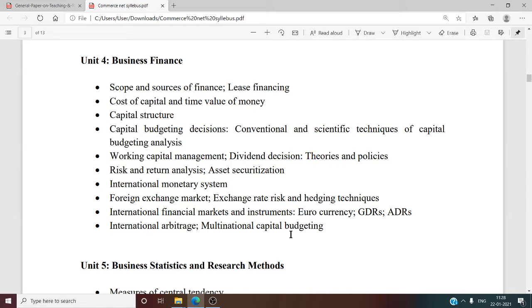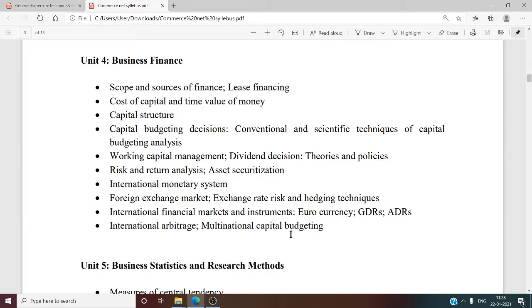You should know. Then risk return analysis, securitization, international monetary system, foreign exchange market, exchange rate risk, hedging techniques, international financial market and instrument, euro currency, GDR, global deposit receipt, ADR, American deposit receipt, international arbitrage, multinational capital budgeting. So these things are covered in business finance chapter.